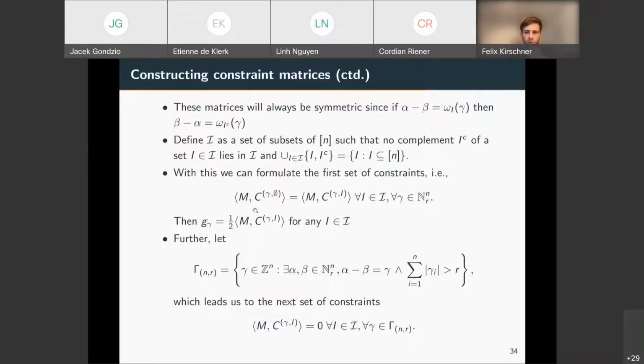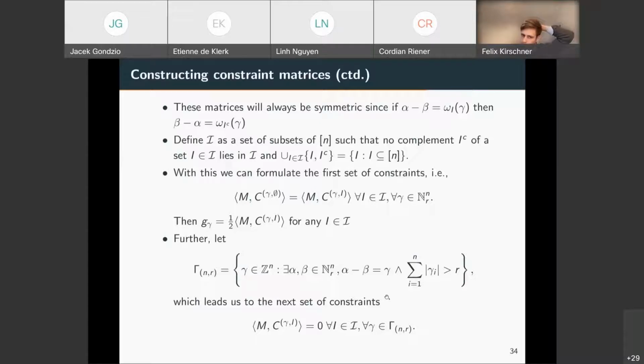And when I first implemented this, I thought I was finished, and I didn't get quite the correct result, because I actually forgot something, namely that we need to make sure that some additional terms are 0, because we cannot cancel them with other terms. This is why I need to define this set big gamma in R. And this is the set of all gammas in Z to the N for which we have alpha and beta in N to the N sub r, such that alpha minus beta is equal to gamma, and the absolute values of the components of gamma sum to something that is greater than r. Because we won't ever be able to cancel those out, right?